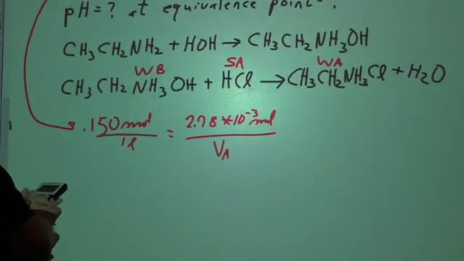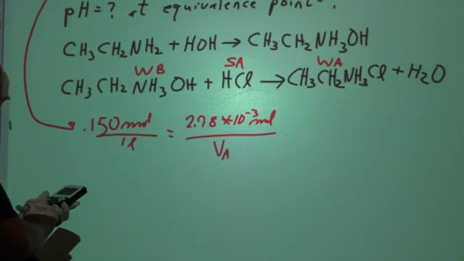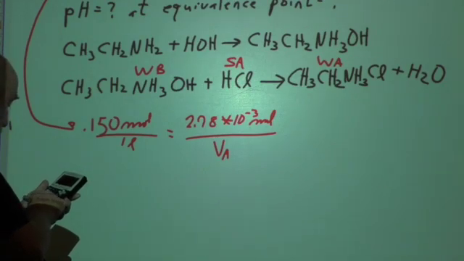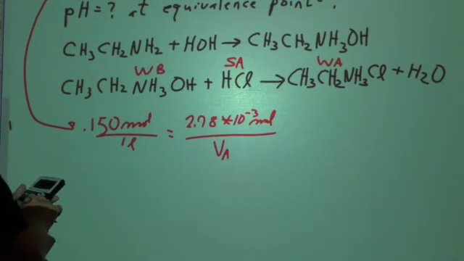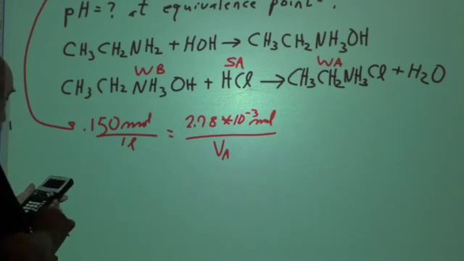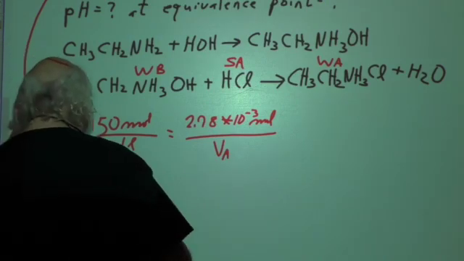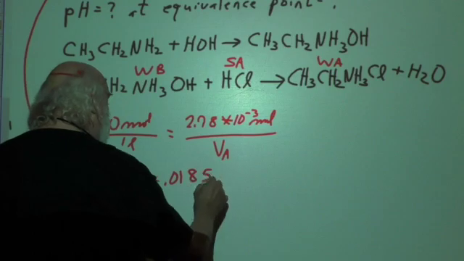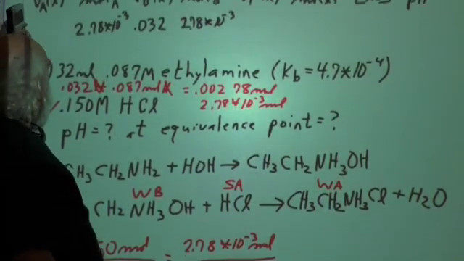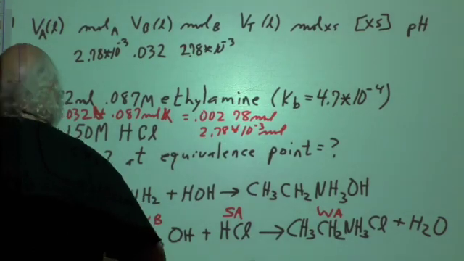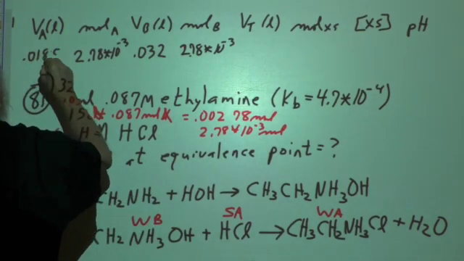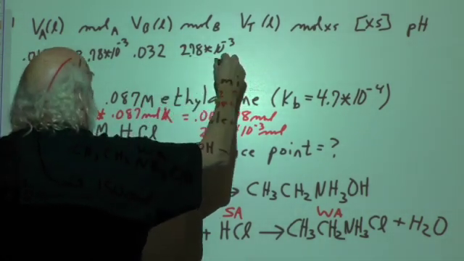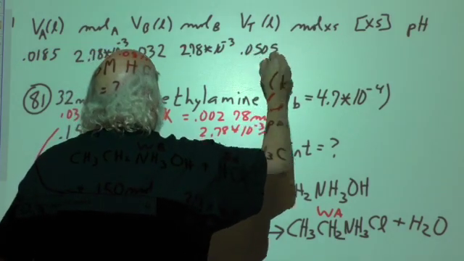So we'll cross multiply and divide: 2.78 times 10 to the negative 3 times 1 divided by 0.150. And we get 0.0185, so VA equals 0.0185 liters. So we're going to put that right up there. 0.0185. That's the number of liters of the acid. Now the total volume is the sum of these two right here, which looks like it's going to be 0.0505 liters.